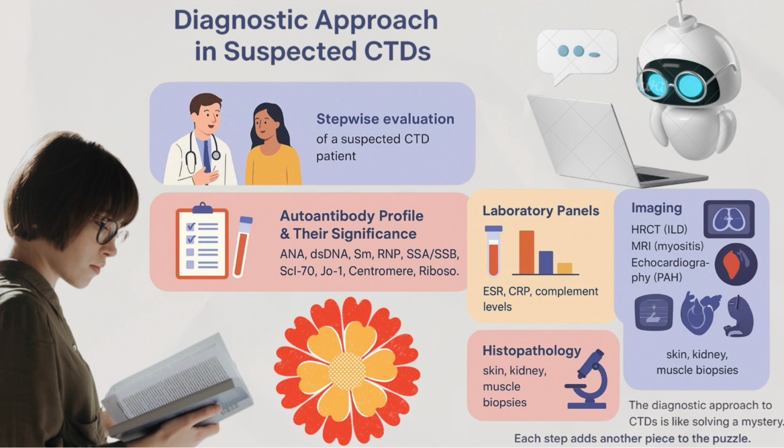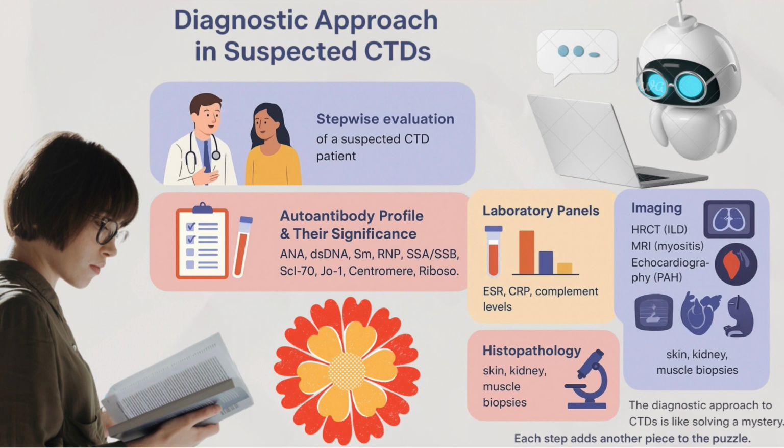Complement levels, C3 and C4, are like a car's fuel gauge. In active lupus, especially nephritis, these levels drop because they're being consumed by immune complexes. If we see falling C3 and C4 with rising dsDNA, that's almost a flashing alarm. Lupus nephritis is active. This small detail can prevent a dangerous mistake, like giving steroids for what is actually an infection.